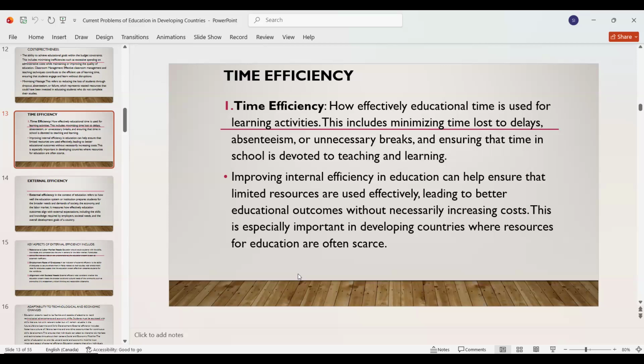Human also a resource, right? Teachers also resource, leading to better educational outcomes without necessarily increasing costs. So the internal efficiency depends on the leader. How that leader, that is, the principals have different types of training, management training. So they will learn how to manage the human resource, right?